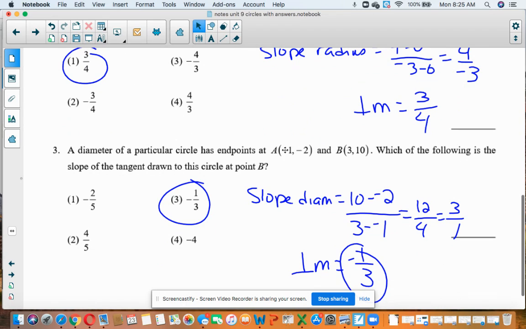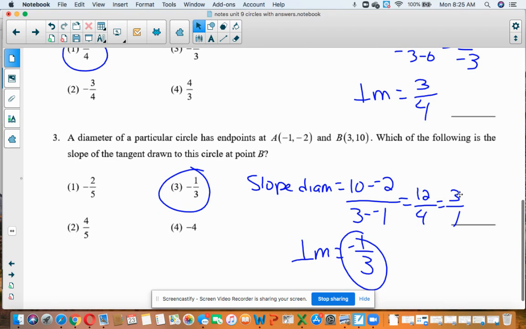Diameter of a circle has these endpoints. Which of the following is the slope of the tangent line drawn to the circle at point B? So I found the slope of the diameter, and that's going to be 3, 1, and then the perpendicular slope will be negative 1/3. So the key to all of this is remembering that a tangent is perpendicular to a radius, or it's perpendicular to a diameter at that point of tangency. And perpendicular slopes are negative reciprocals.